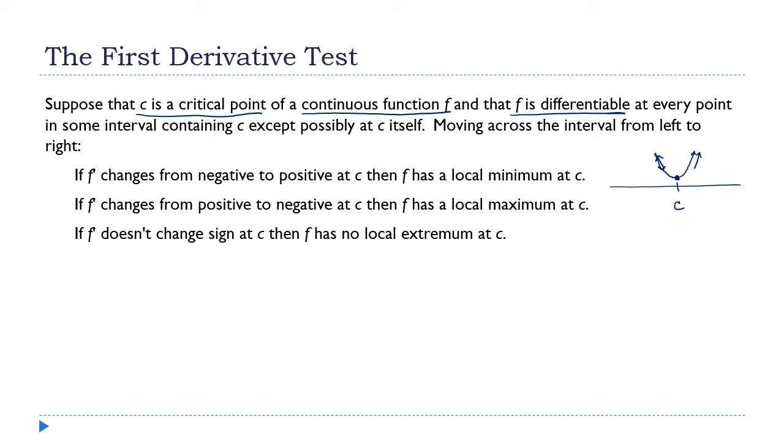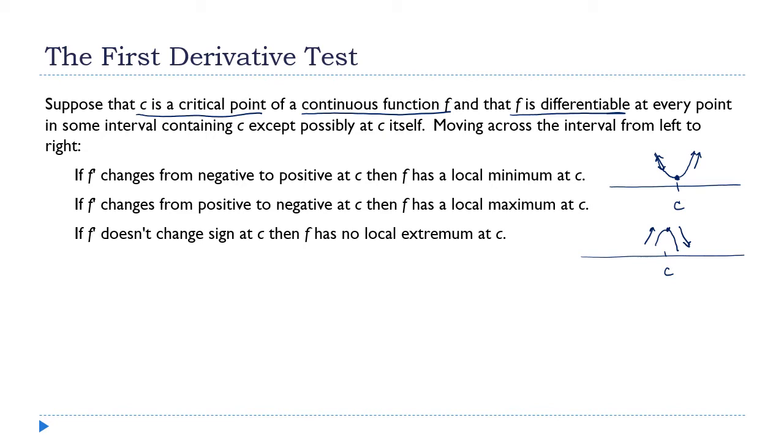In fact, as we start using this, that's literally what I'm going to do. I'm going to draw a number line, just like we were doing before, and I'm going to draw little down arrows and up arrows to tell me what's going on, and I'll use that to figure out whether it's a maximum or a minimum. Okay, second rule is just the other way around. If the derivative changes from positive to negative, well, if the derivative is positive, the function is increasing. Then when it switches to negative, it's decreasing. That means this must be a maximum.